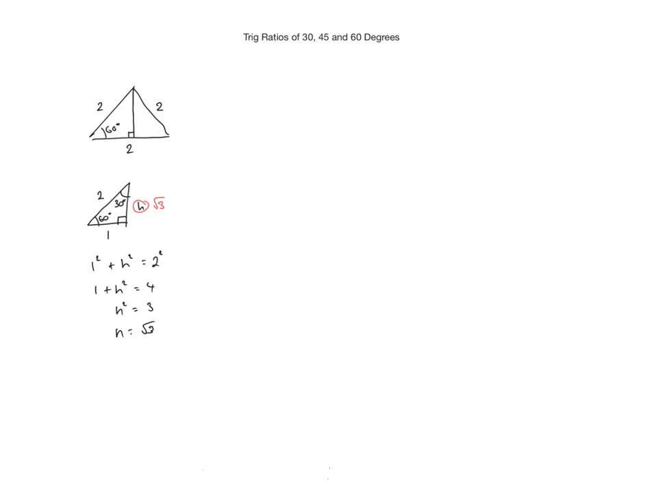We already know that the trig ratios are as follows. So I know that sine of theta, where theta is the angle, is equal to the opposite over the hypotenuse. Cos of theta is equal to the adjacent over the hypotenuse. And tan of theta is equal to the opposite over the adjacent.